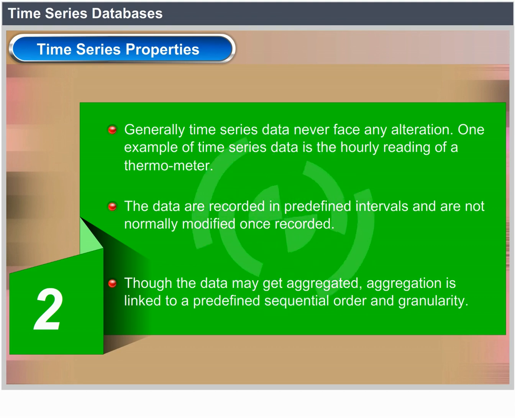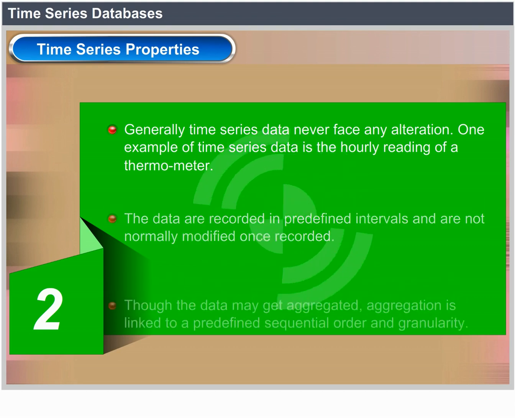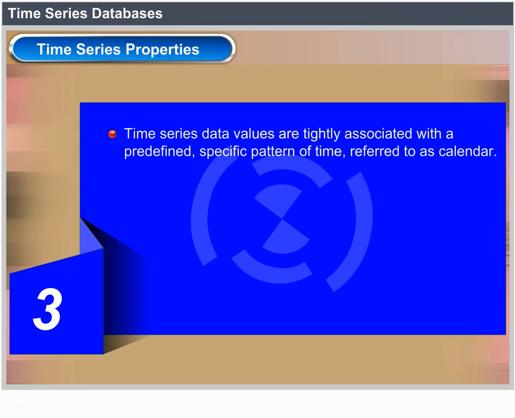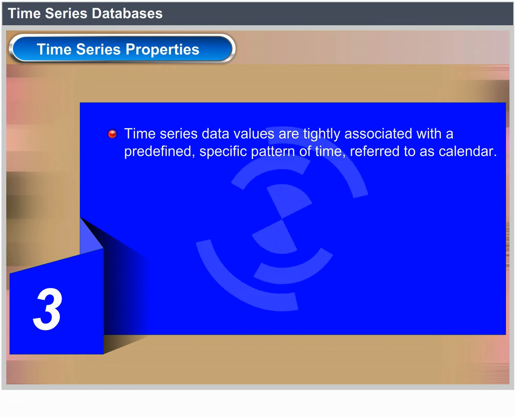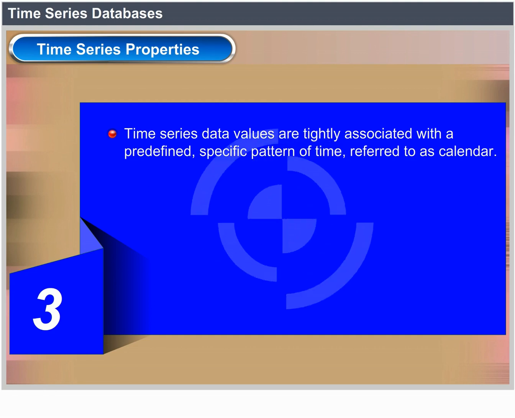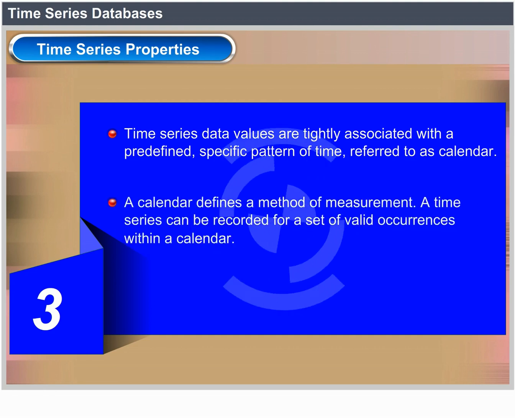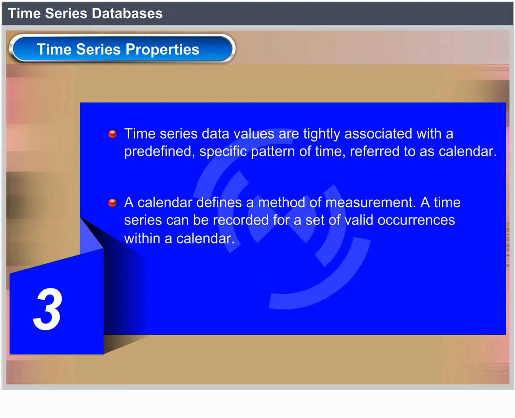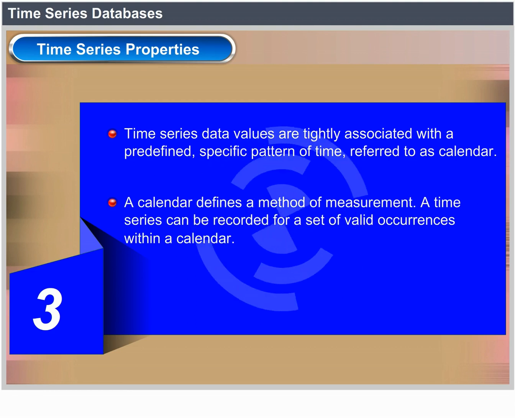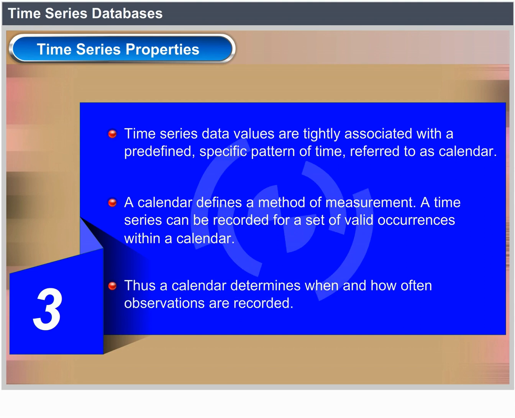Time series data values are tightly associated with a predefined specific pattern of time referred to as calendar. A calendar defines a method of measurement. Within a calendar is a set of valid occurrences for which time series can be recorded. Thus, a calendar is used to determine when and how often observations are recorded.